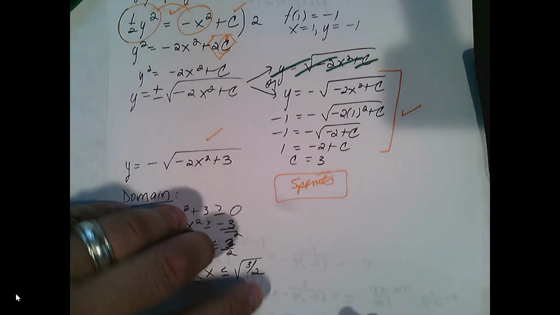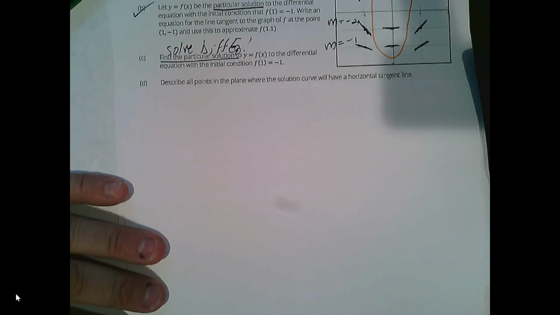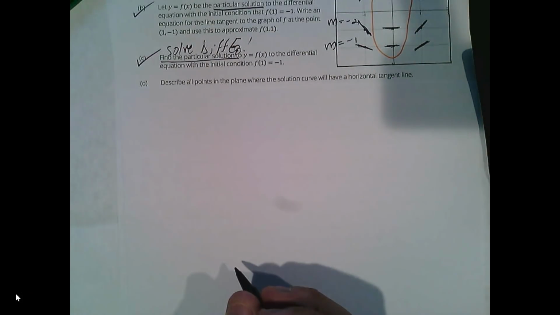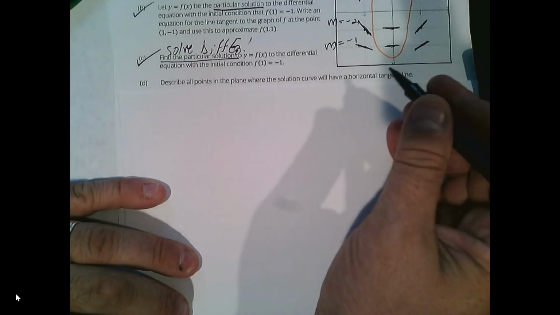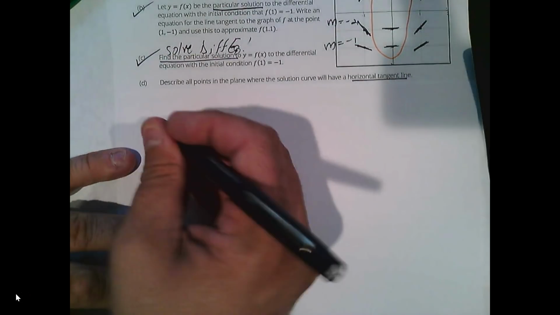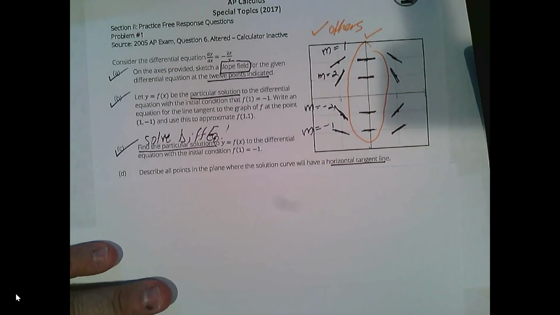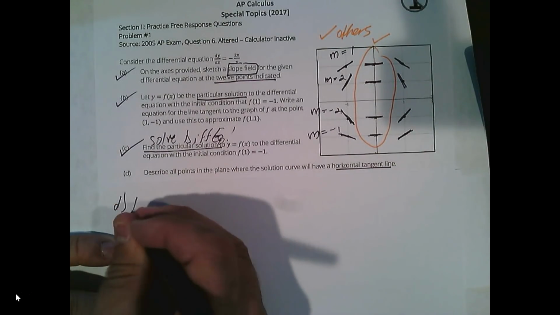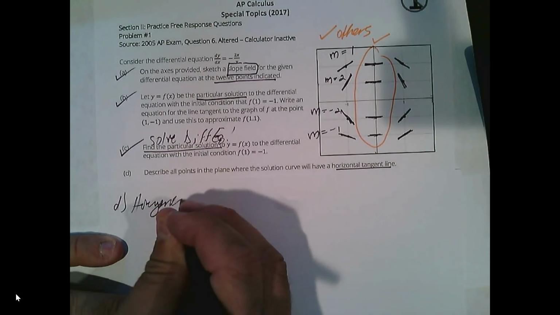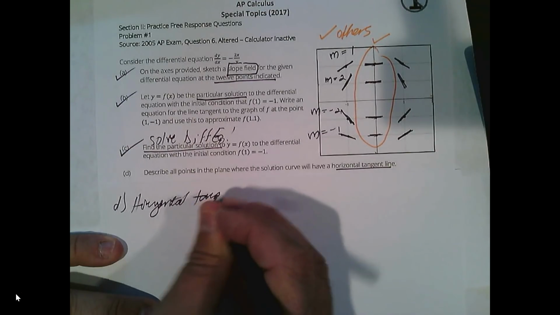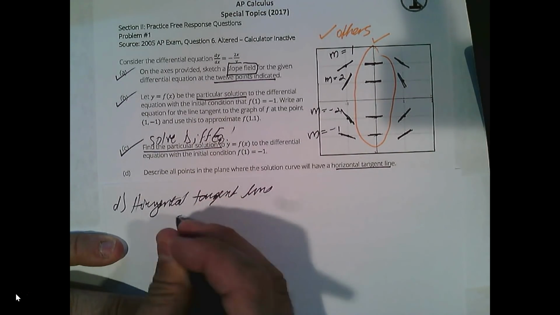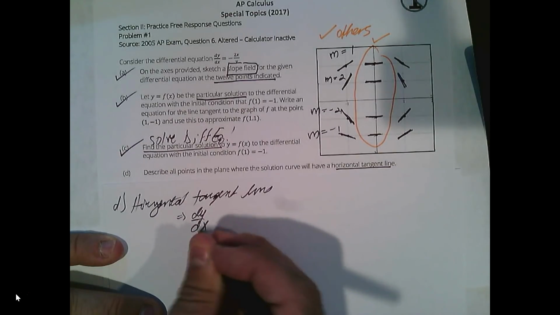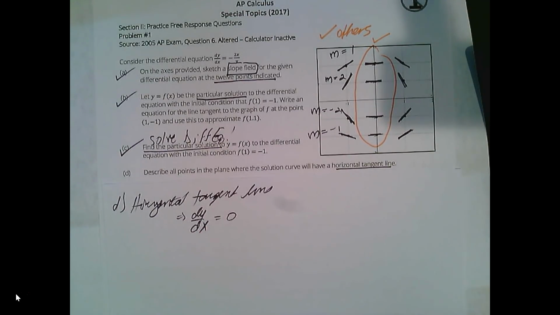Okay, last part with question number 1. Here it comes. In part D, describe all points in the plane, that means like the xy axis, where the solution curve will have a horizontal tangent line. Well, let's make sure you can see the slope field. What does it mean to have a horizontal tangent line? Well, that means that dy dx is equal to 0.